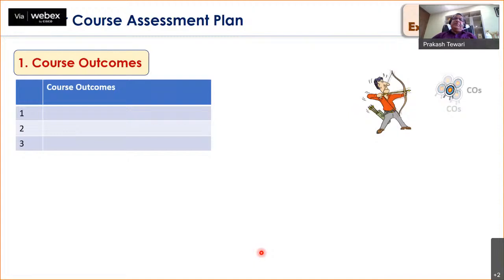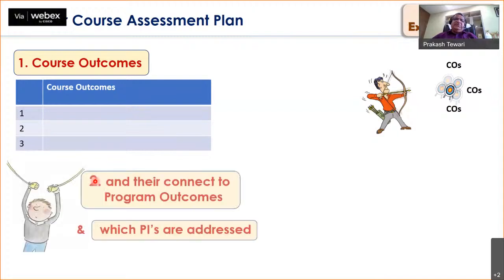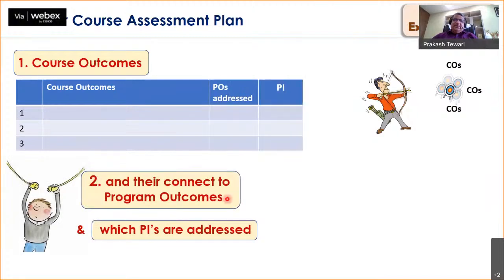The basis for the course assessment plan is, as a faculty member, when the subject is allotted to you by your respective HOD, you will write the course outcomes 1, 2, 3, 4, 5, 6 like that. After writing the course outcomes, next you will connect them with the POs. That's what you did earlier, CO-PO mapping. Now with this workshop, you have also learned about performance indicators. So now you have to write which performance indicators you are going to address in your course in that semester.